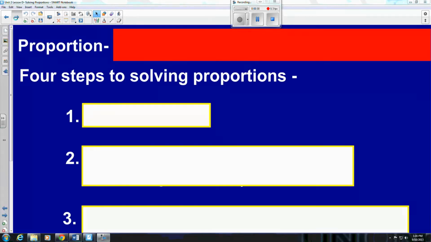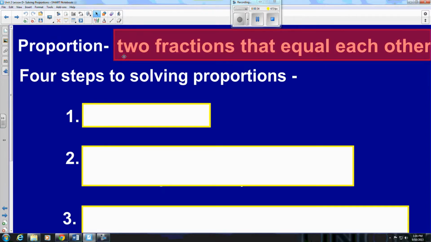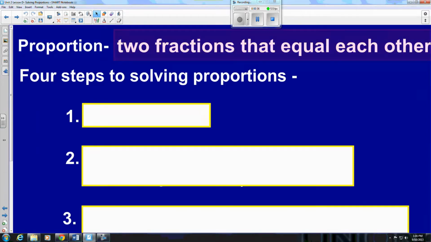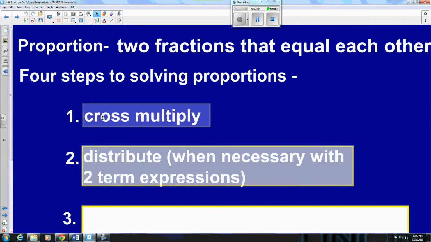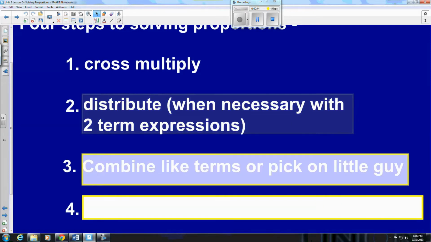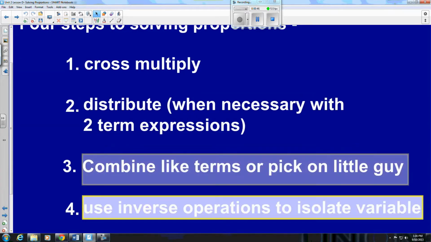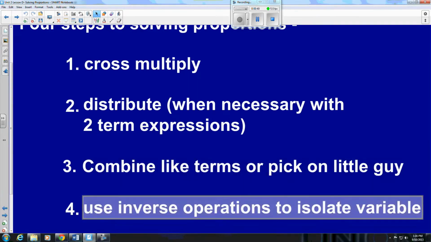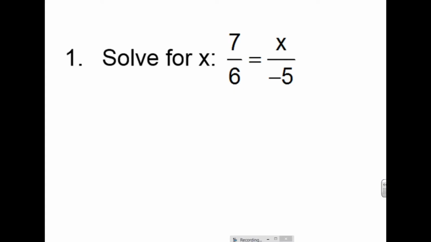All right, proportion. A proportion is any fraction that is equal to another fraction, or two fractions that equal each other. The steps for solving: you're going to cross multiply on proportions, distribute if it's necessary, combine like terms, and then use inverse operations to isolate the variable.